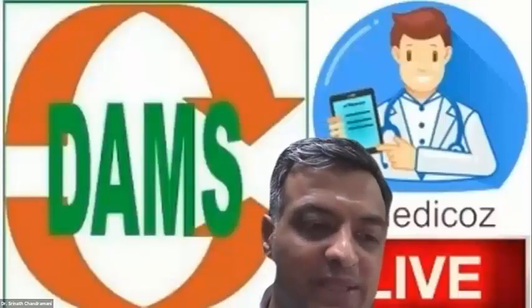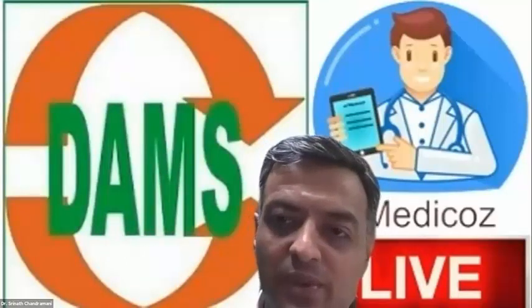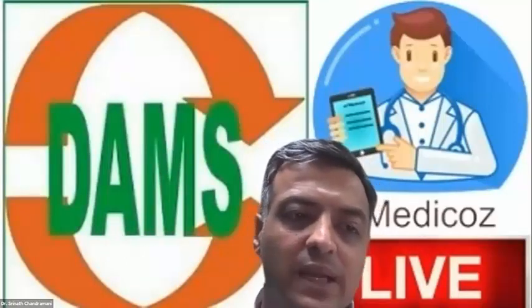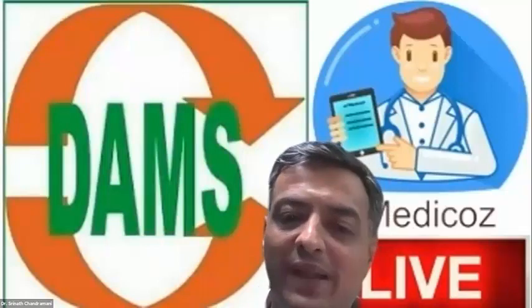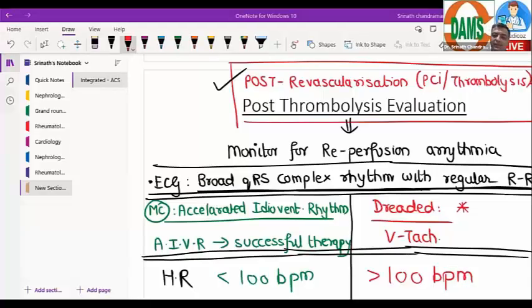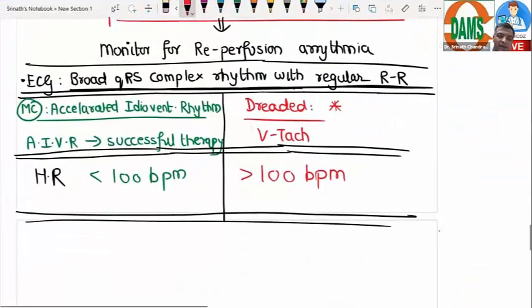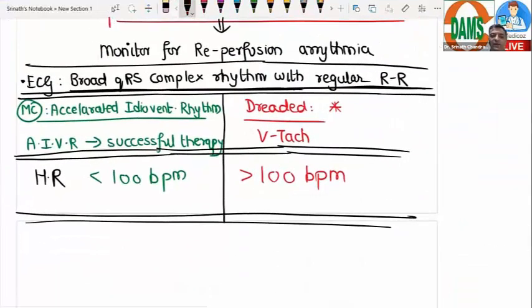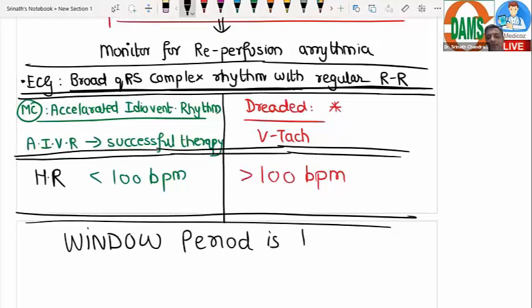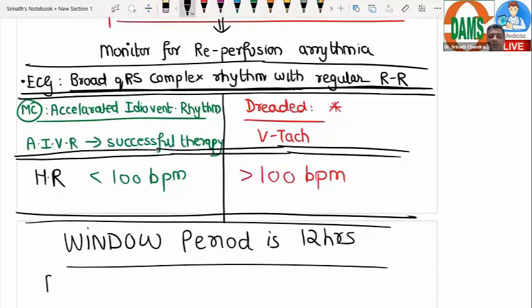We cannot do PCI within 24 hours. We have to wait for at least, the window period is only 12 hours. Please remember, that's the whole point. The window period is only 12 hours, not 24 hours. And that's the exact reason why you should not do it beyond 12 hours.